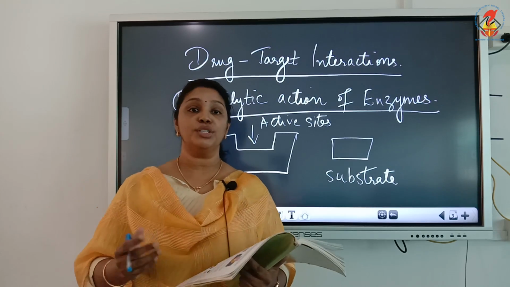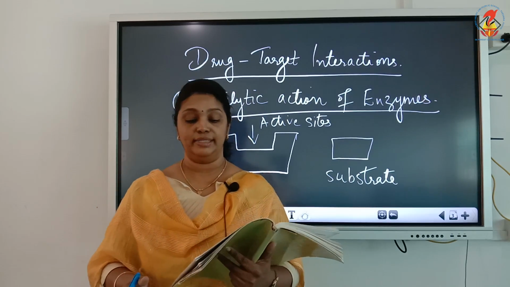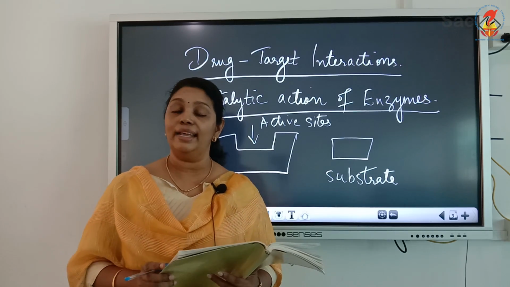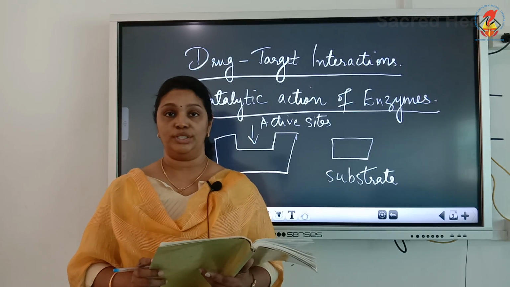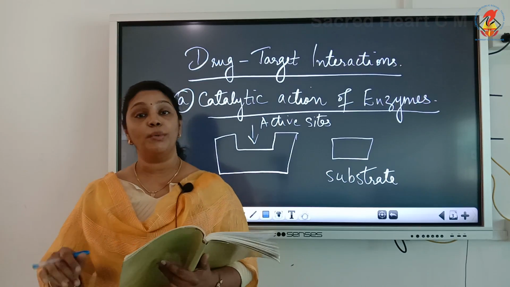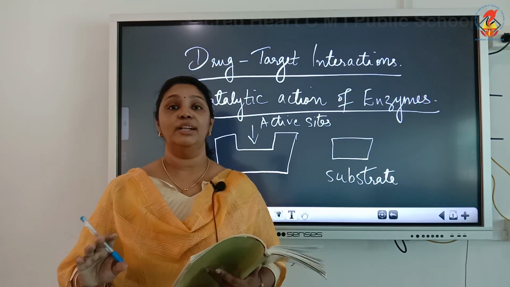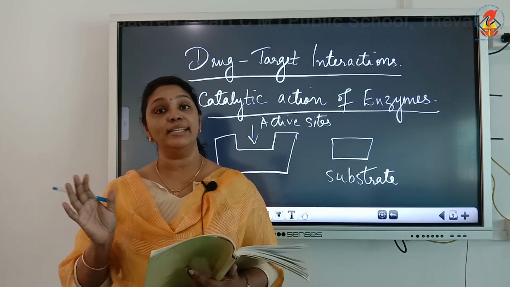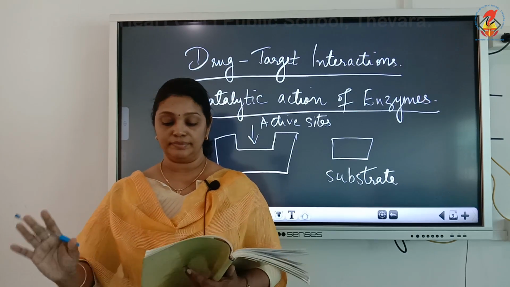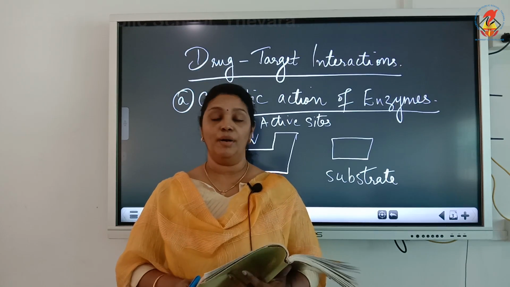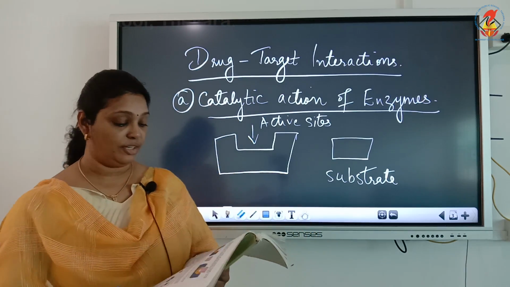Now the second function of the enzyme is to provide the functional group that will attack the substrate and carry out the chemical reaction. So these enzymes will provide the functional group necessary for the chemical reaction to take place between the substrate and enzyme. Now next let us see about the drug enzyme interaction.